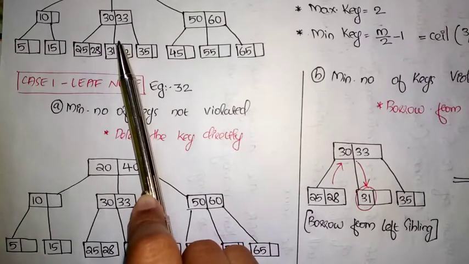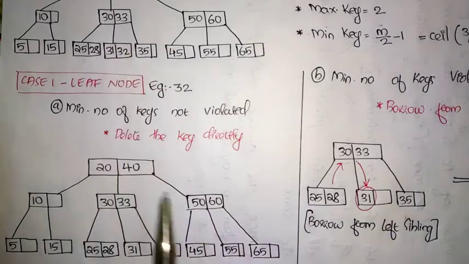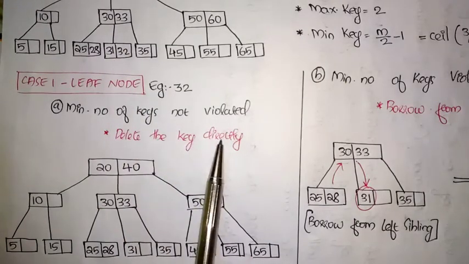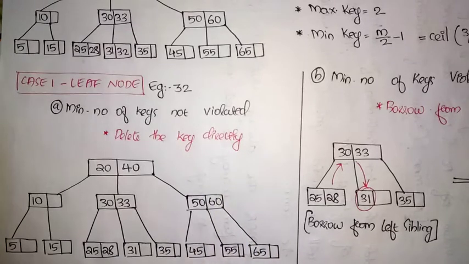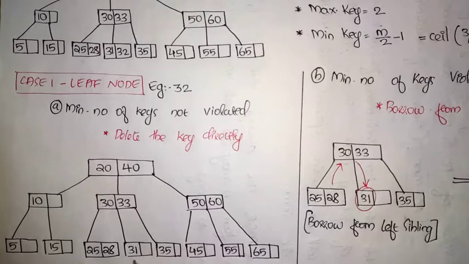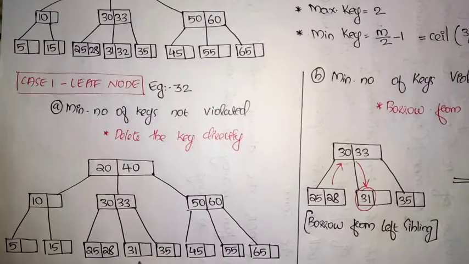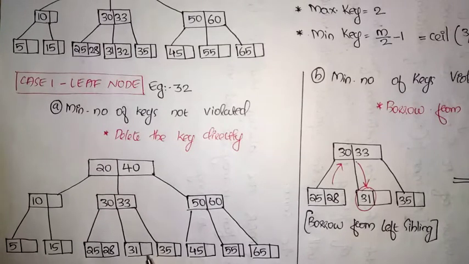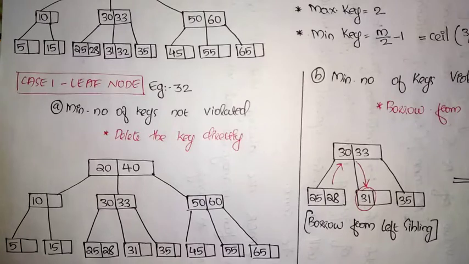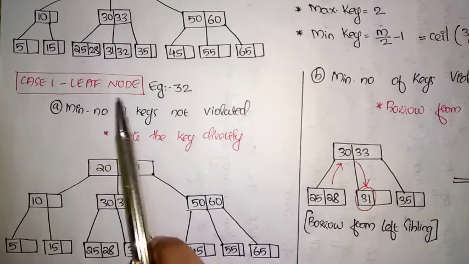So that is the first case in this leaf node deletion. In such a scenario, I can delete this 32 directly. Here I have deleted this 32 directly. No problem at all. Here the number of keys becomes 1. This is in between the minimum number of keys and the maximum number of keys. So no problem at all. That is the first scenario in the leaf node deletion.